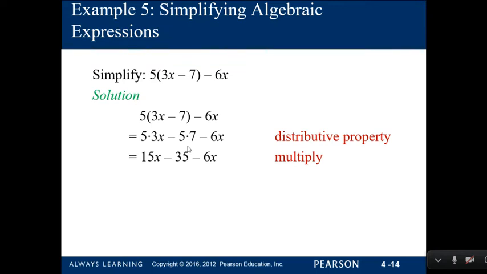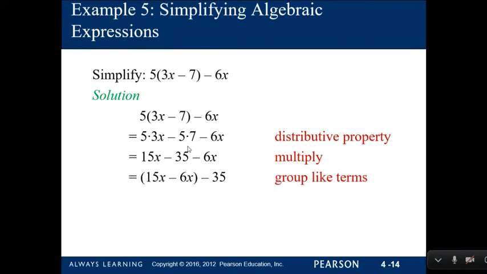And like terms that are added or subtracted, you combine them by adding or subtracting the coefficient, and the variable part stays exactly the same. So 15x minus 6x is going to be 9x. It really doesn't matter if the 9x is before the minus 35 or after, but generally we put terms with variables before constants.